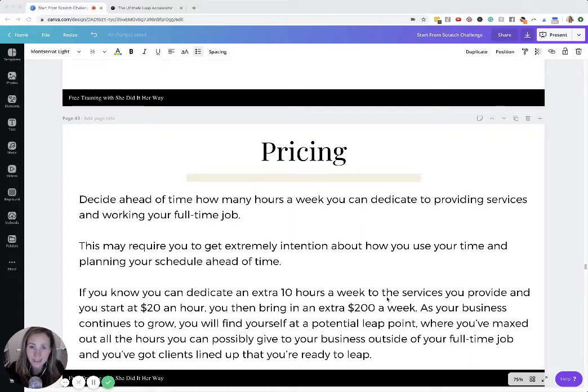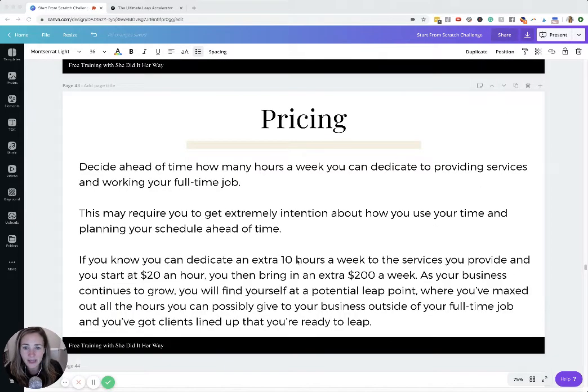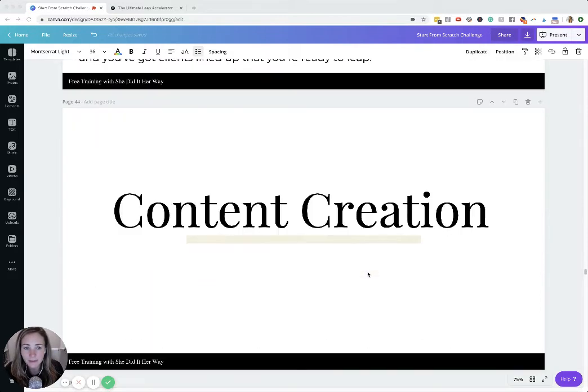But everybody's leap story, the ultimate leap, is quite different from someone else's. The only thing that's consistent is that you quit your job, but how you do it is different. And that is, always look at other people's stories as inspiration, not as a comparison. Okay. So there is that with pricing. But again, you might have to get really disciplined about how you're spending your time.